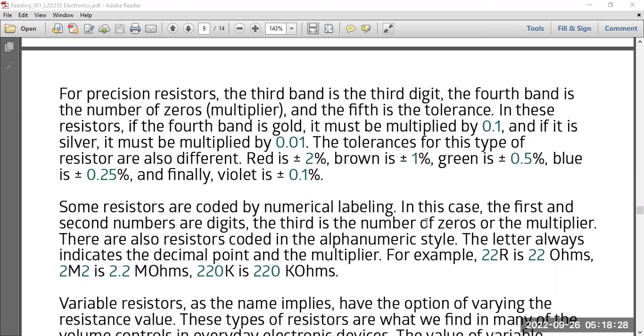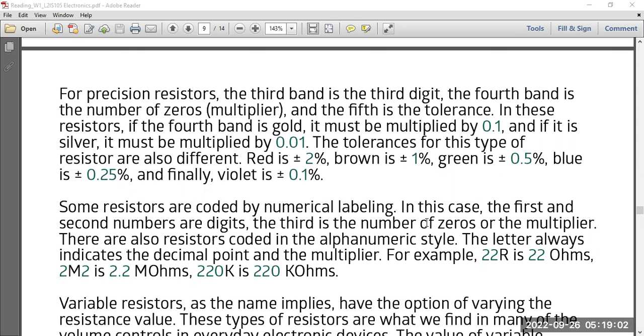In precision resistors, there are also 5 bands. First one, first value, second one, second value, third one, third value. It is not the number of zeros. But in this case, the fourth one is the number of zeros, which is the multiplier, and the fifth is the tolerance. In these resistors, if the fourth band is gold, it must be multiplied by 0.1. And if it is silver, it must be multiplied by 0.01.